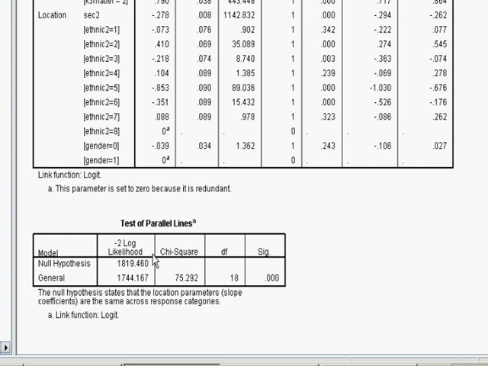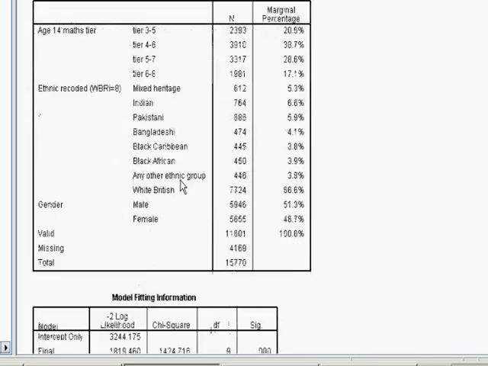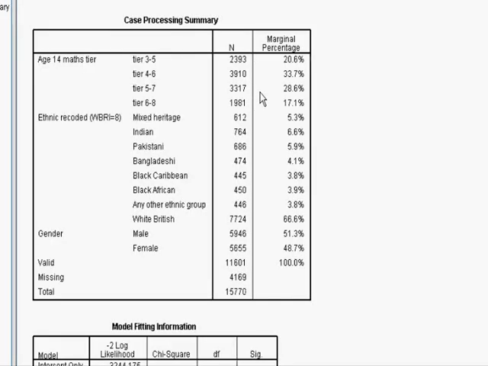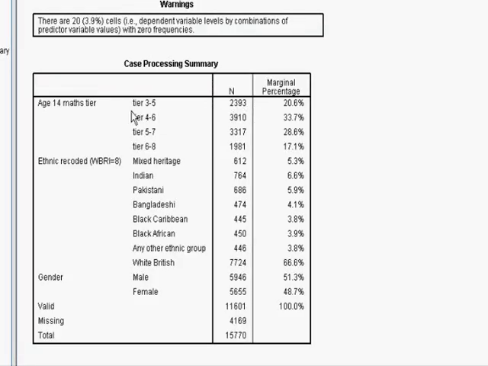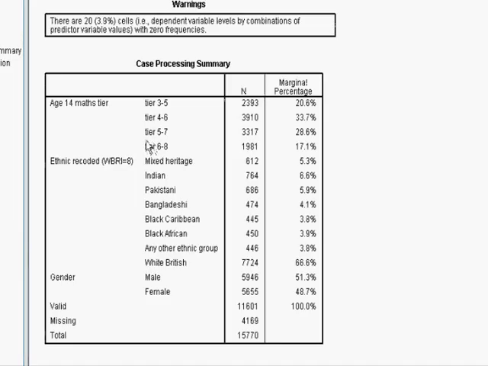But it's basically testing the null hypothesis that the odds for each explanatory variable are consistent across different thresholds of the outcome variable. So the odds for each explanatory variable are the same whether we're going up from tier 3 to 5 to tier 4 to 6, or between the odds of being in tier 4 to 6 to 5 to 7, and so on.